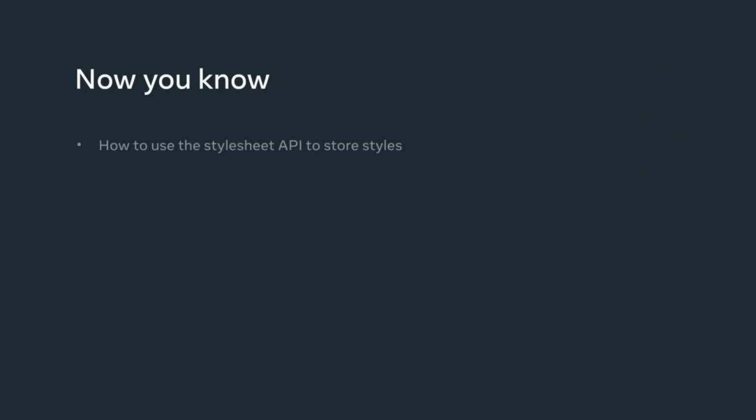In this video, you learned how to use the StyleSheet API to store styles so that your code is cleaner and more readable. Well done! You've reached the end of the Introduction to React Native module. Let's take a few moments to review what you learned during this module.